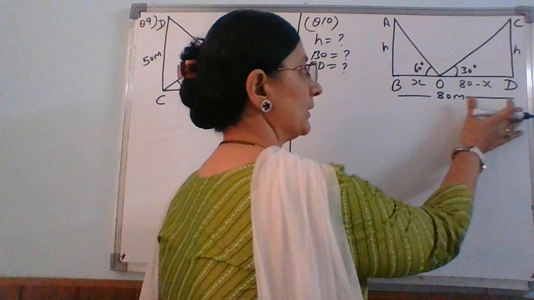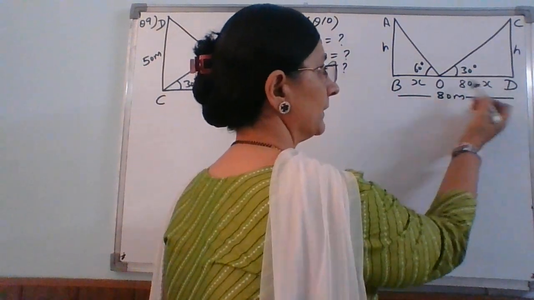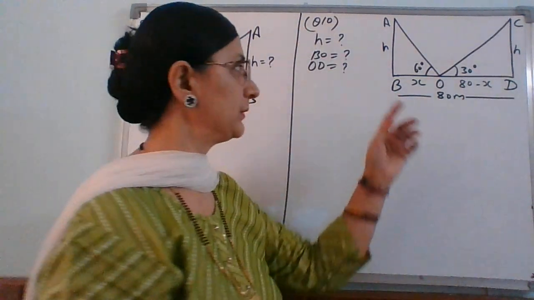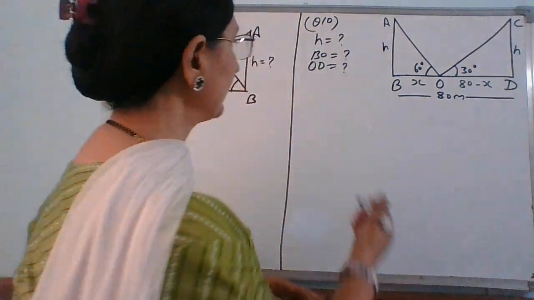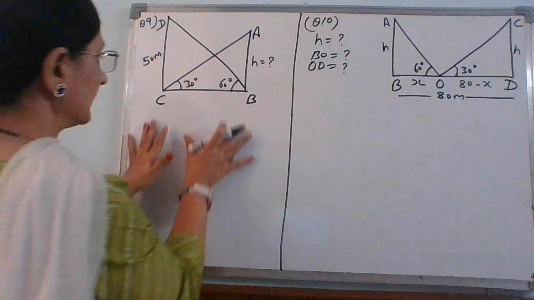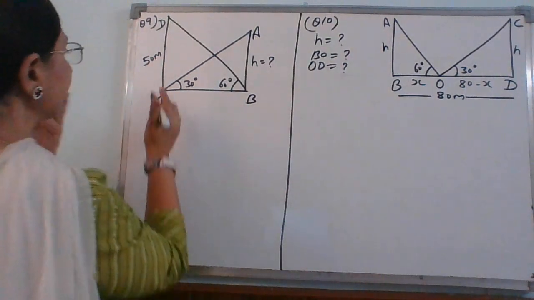So here, if the total is 80, let BO be x and OD be 80 minus x. When we are able to find x, we will be able to find 80 minus x also. So there are two triangles, so we'll mention the triangles here. Here, first let us do this 9th one.